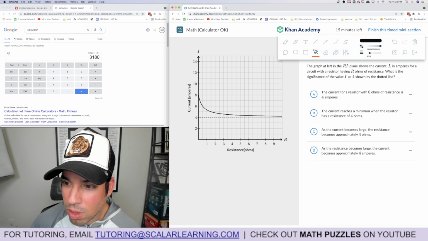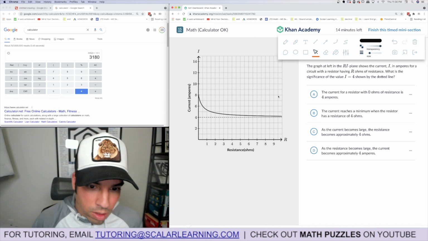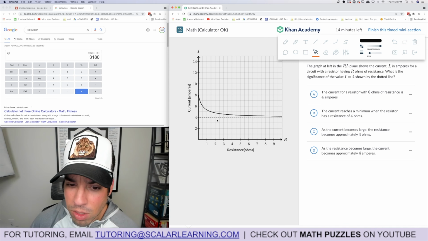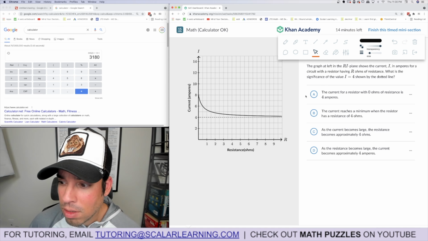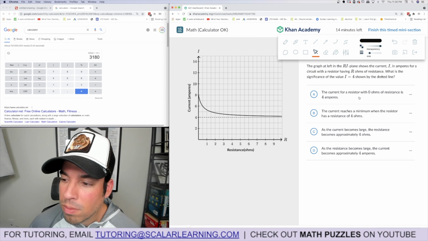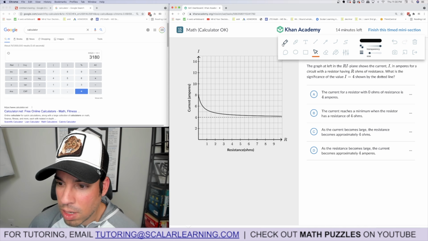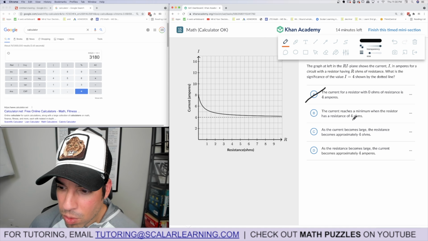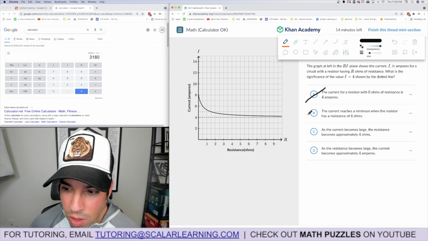It's an asymptote. Wait, hold on. Let me understand this for a second. So the current will never go below 4, I guess. The current for a resistor. No, it's not this. A minimum when the resistor has a resistance of, no.